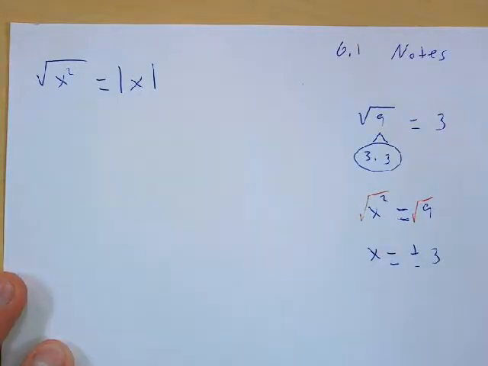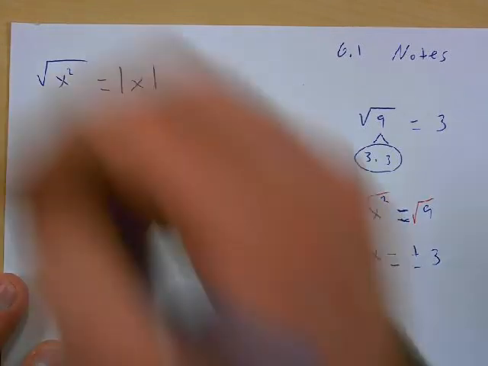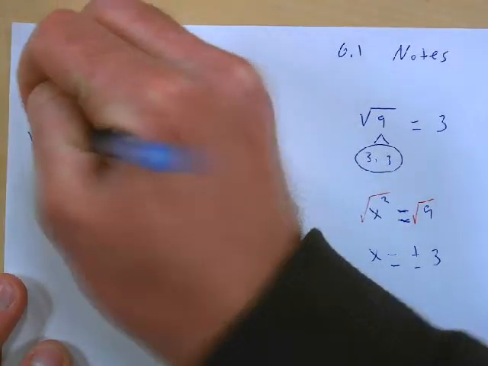Okay, so sometimes we're going to need the absolute value bars, sometimes we're not, and we're going to discover when we need them and when we don't. So anyways, there's the answer to that first question. Let's look at another one. How about the square root of x to the third power?